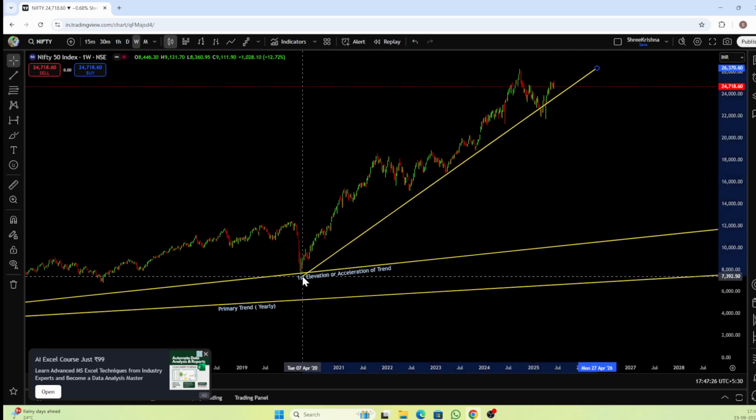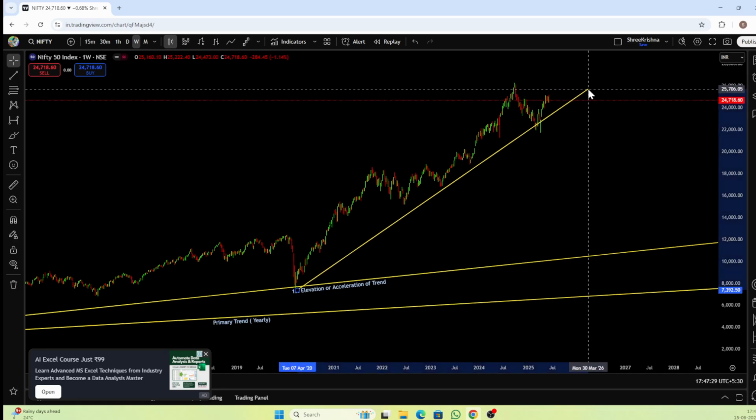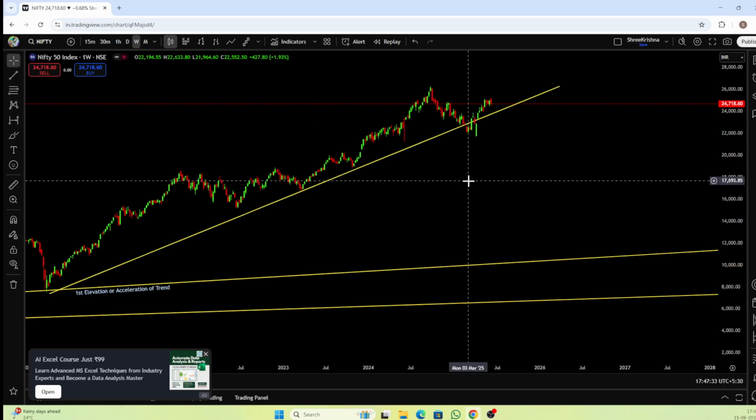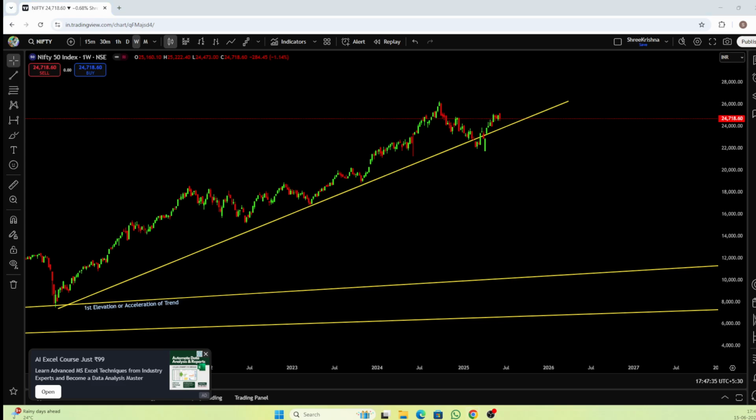Now I will come back here and I will put this. Now answer me, if you have seen all my videos, what did I previously tell you? This has broken the first phase of consolidation here. Then it failed to move higher. It made a new low. But it also broke the trend line that supports the trend. It made a new low, and then it is upside now.